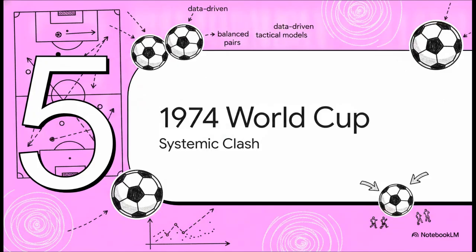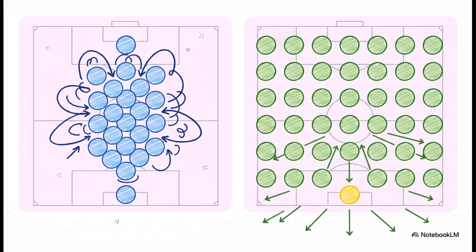And that brings us to Section 5, our case study, the 1974 World Cup Final, a true systemic clash. Let's see what actually happens when these data-driven models collide on the pitch. The 1974 final between the Netherlands and West Germany was the ultimate clash of systems. On one side, you had the Dutch playing total football. Their model was incredibly fluid, relying on controlling space with a super high defensive line and a collective, immediate Gegenpress to win the ball back the second they lost it.